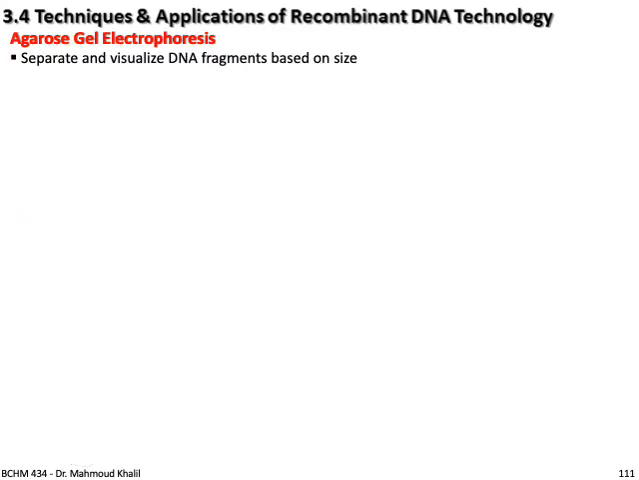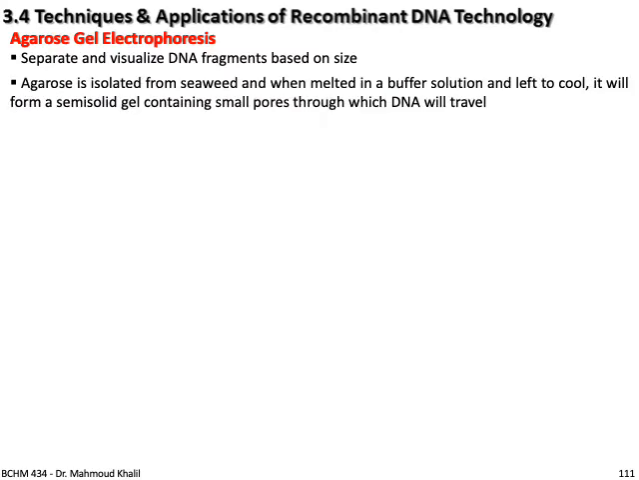First technique is Agarose Gel Electrophoresis. I'll go fast on that because most of you are familiar with it. It actually separates and visualizes DNA fragments based on size. Agarose is a sugar isolated from seaweed, and when melted in buffer solution and left to cool, it will form a semi-solid gel containing small pores like a mesh through which DNA will travel.